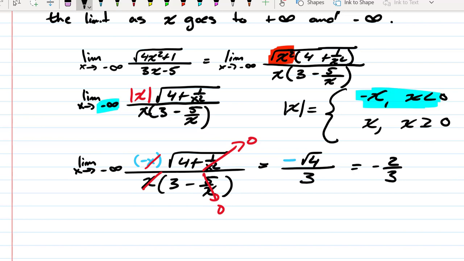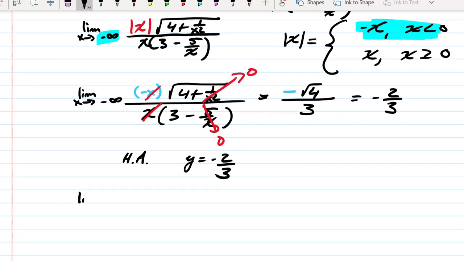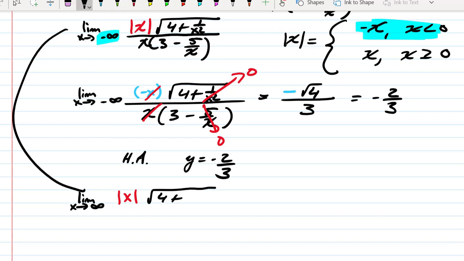So then similarly, this is the horizontal asymptote, or one of them, y equals negative 2/3. And if we take the limit this time as x goes to positive infinity, bringing this piece down again, the only thing we're changing is we're going to positive infinity this time. We still have the absolute value of x, square root of 4 plus 1 over x squared, all divided by x times 3 minus 5 over x.